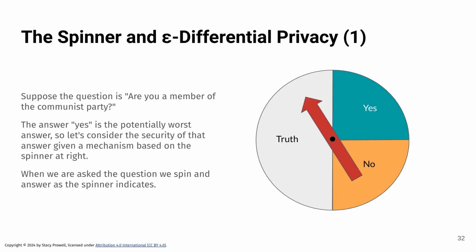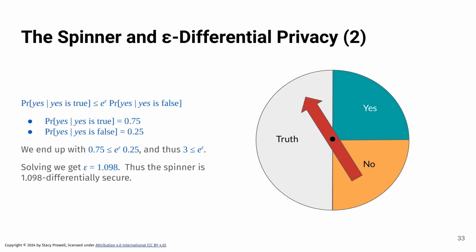And if you say yes, you spin the spinner, and then you say yes, what does that tell us? Well, a couple of things could have happened, right? The spinner could have landed on truth, and you told us the truth. Or the spinner could have landed on yes, and you were obligated to tell us yes. The one thing we know didn't happen is that the spinner didn't land on no. Okay? So we can start to express the probability of seeing a yes. And we have two possibilities here, right? We get a yes when yes is true, and we get a yes when yes is false.